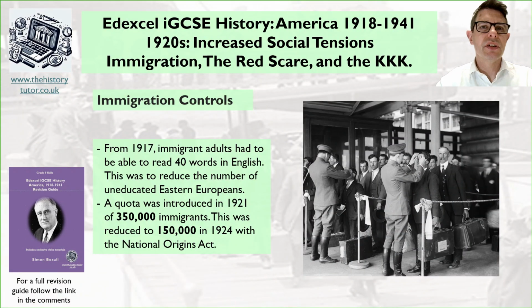So if there's all this negativity, what starts to happen? In 1917, immigrant adults had to be able to read 40 words of English. This was to cut the number of uneducated Eastern Europeans. A quota was introduced in 1921 of 350,000 immigrants. This was reduced to 150,000 in 1924, the National Origins Act.